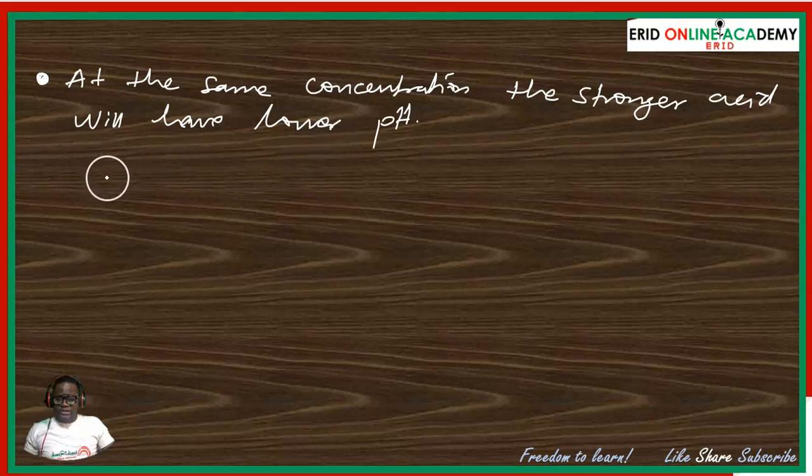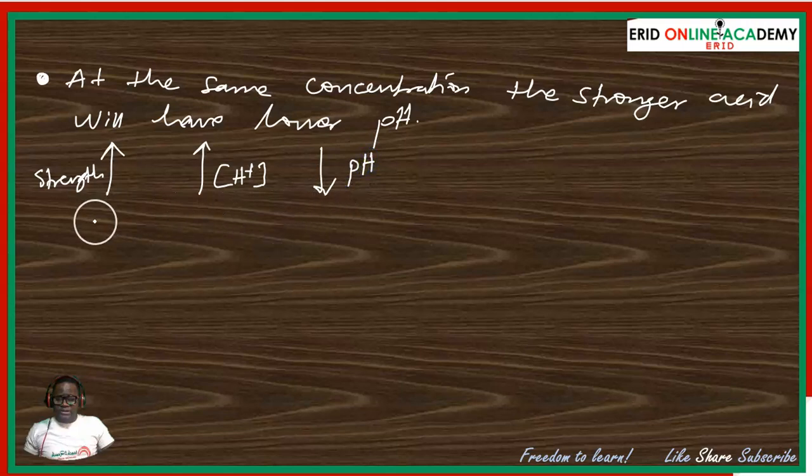Okay, the strength of the acid, so let's use a diagram to represent that. So if the strength of the acid goes up, the concentration of hydrogen ion, don't forget this is how we represent concentration of hydrogen ion, will be high, and of course the pH will be lower. Okay, remember the pH scale.